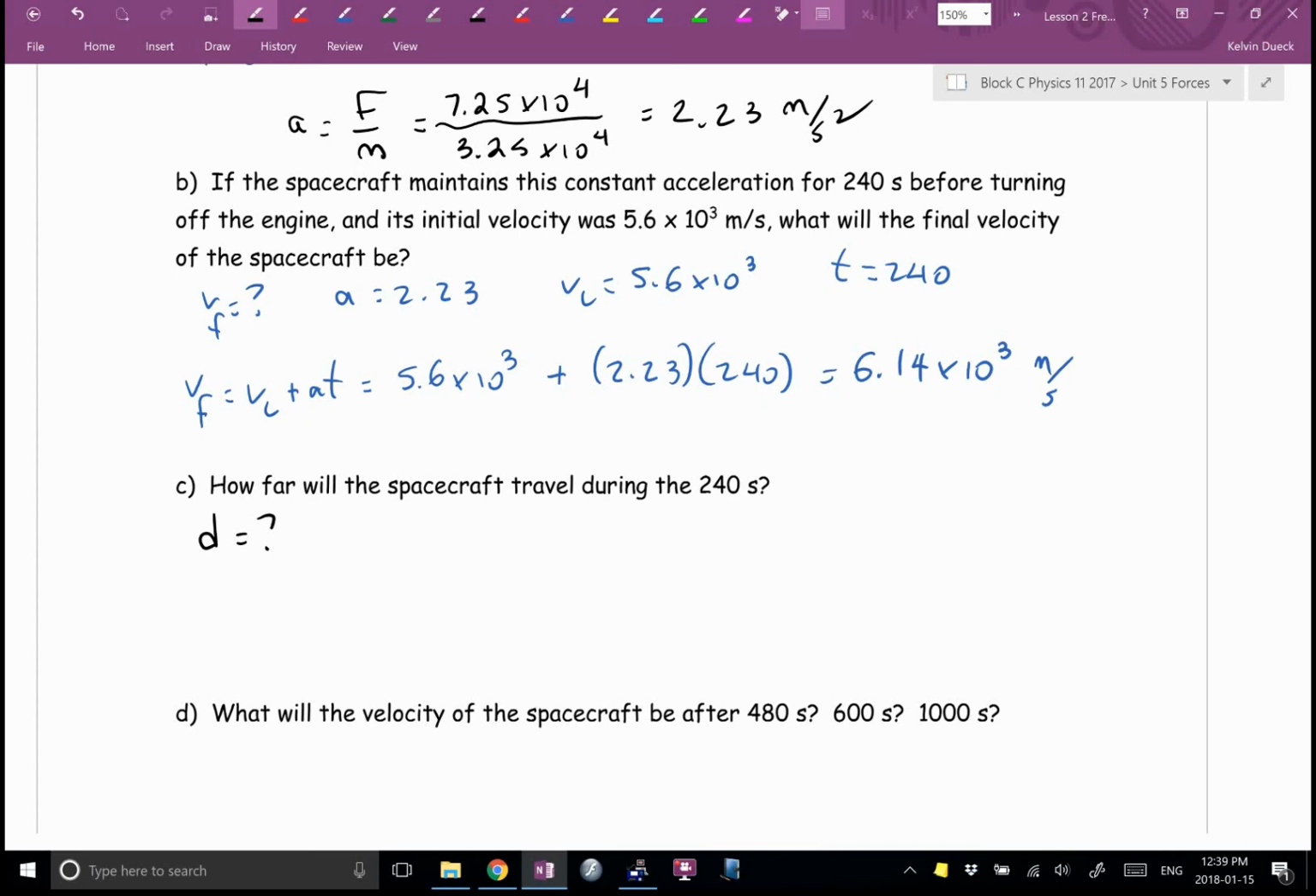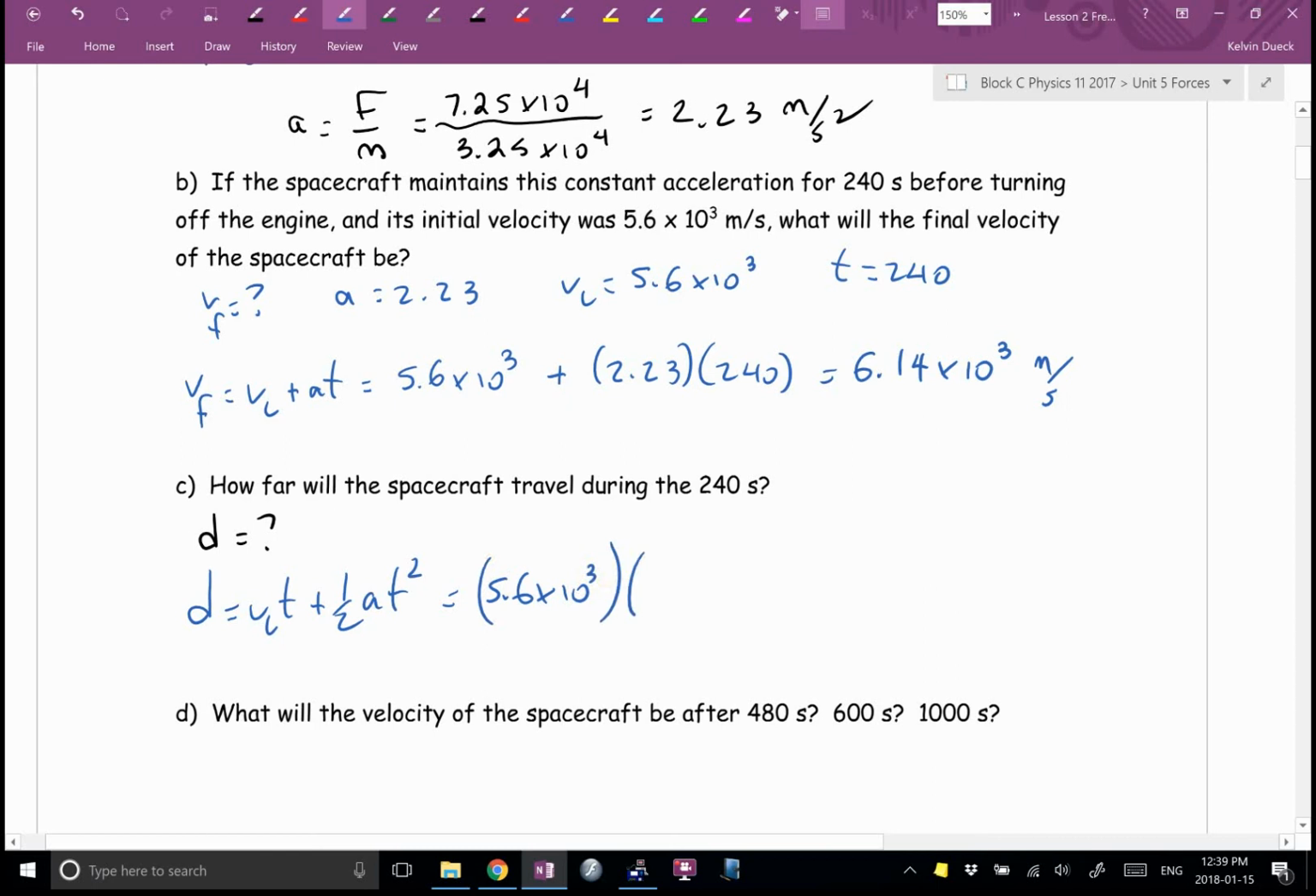I'd go with that one. I could also use D equals (VF squared minus VI squared) all over... You know what? Let's use the one that's got the D by itself and no brackets, because it's easier to type. I would go with that same one. Good. So I'm going to go D equals VIT plus a half AT squared, where VI was 5.6 times 10 to the 3.